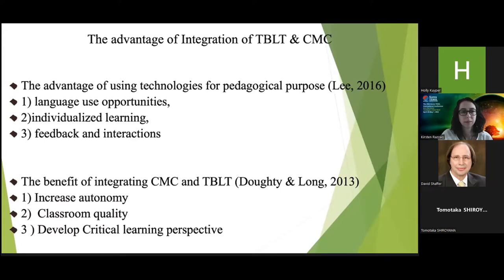The other side is the benefit of integrating TBLT and CMC in a language aspect. For example, increasing autonomy. The second is classroom qualities. And the third is developing a critical learning perspective. In my class, I am now teaching at Tokyo University. In the Tokyo University case, students are really low motivated, and their IELTS scores are 3.0 to 4.5, really low levels.